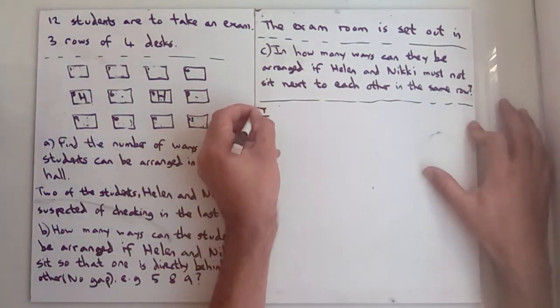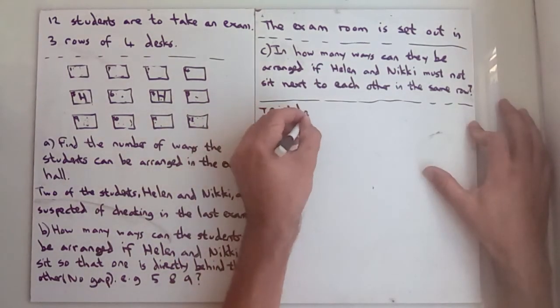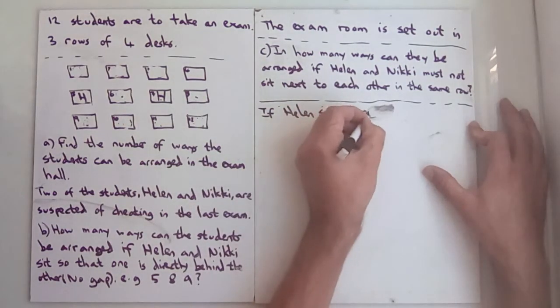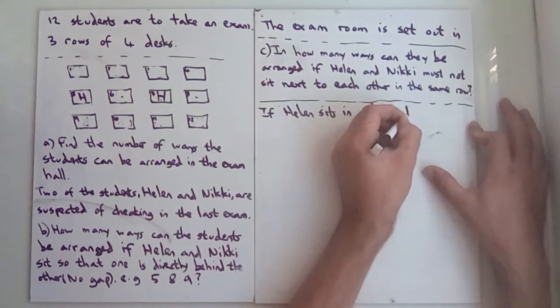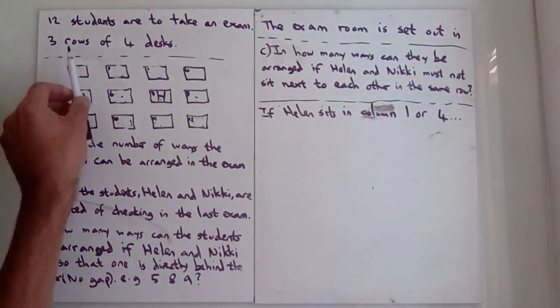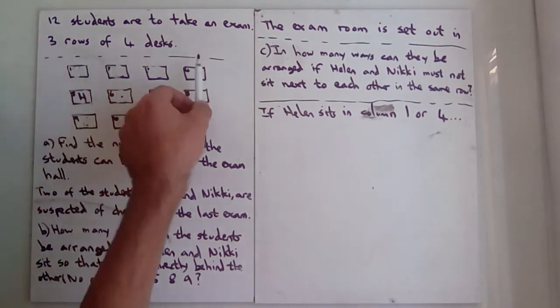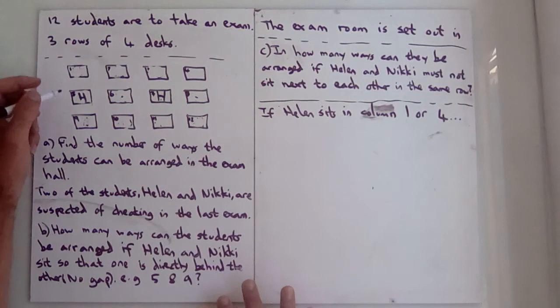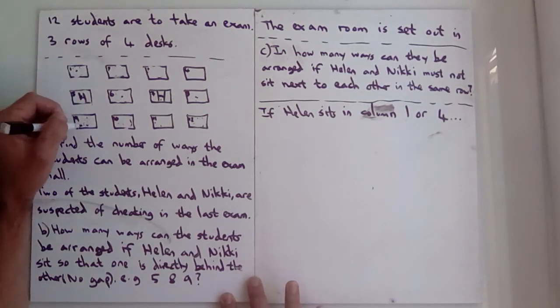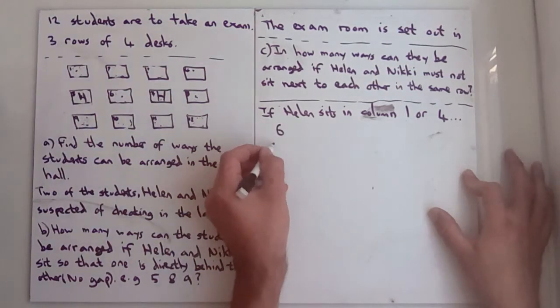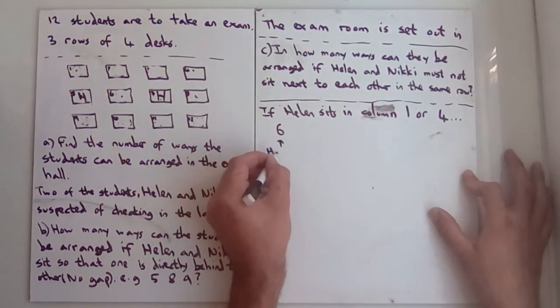So if Helen sits in column 1 or 4, what that means is she's either on the end here, or on the end here. So you think, well, Helen's got how many possibilities? Helen could go 1, 2, 3, 4, 5, 6. So you've got 6 places Helen can sit.